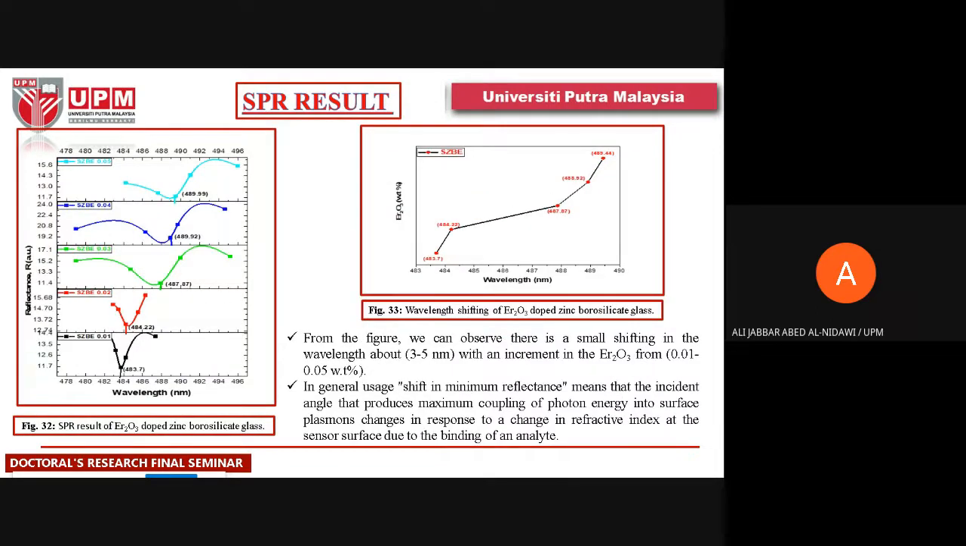There is the SPR result for the erbium doped zinc borosilicate glasses. We can see the small shifting from 3.3 to 5 nanometers, with the erbium concentration increasing from 0.01 until 0.05. In general, the shifting in the minimum reflectivity means that at the incident angle, the photon energy is maximally coupled into the surface plasmons in response to the change in the refractive index at the sensor surface due to the binding of the analyte.